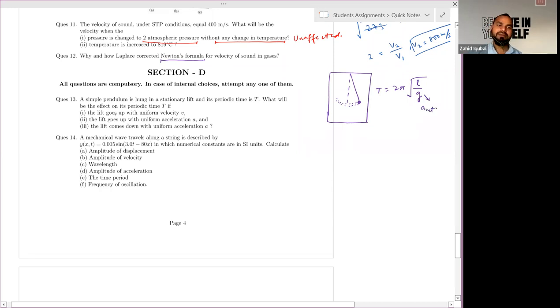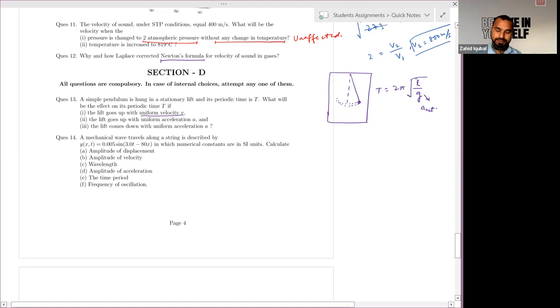So we have three different parts for this one. What will happen to its time period if the lift is going up with some uniform velocity? In case of uniform velocity, the net acceleration of the system remains g. So there will be no change in time period. The time period will remain the same, that is T is equal to 2 pi root under L by g.